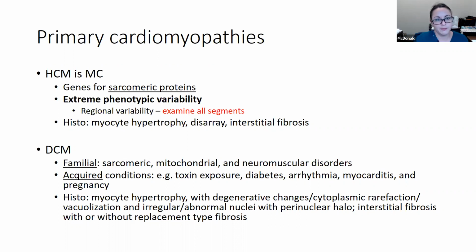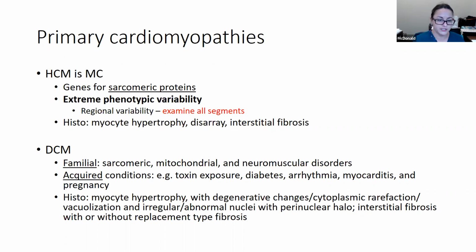The other primary cardiomyopathy is the dilated cardiomyopathy. So this is familial and acquired. Familial causes are more varied than for hypertrophic, and they can involve mutations in numerous different entities in the sarcomere, mitochondrial. There's also neuromuscular disorders, and acquired conditions can cause this. For example, toxin exposure to diabetes, arrhythmia, myocarditis, and pregnancy.